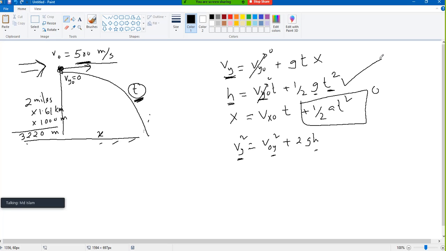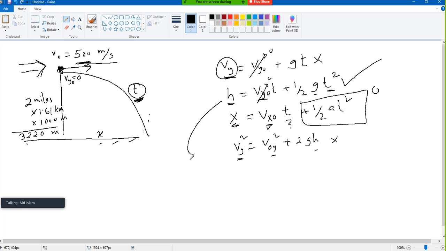Okay, still though I'm exploring more. X, do we know X? No, we do not know X. We know this is true, but we do not know this. So this equation will not help me right now. As we do not know Vy, this one will also not help us. So we will use this equation.